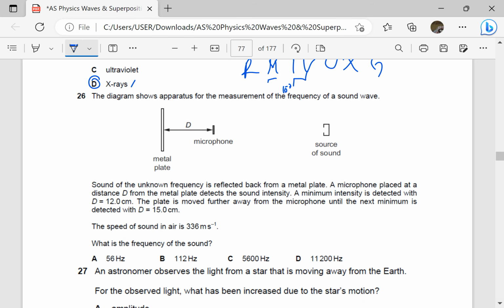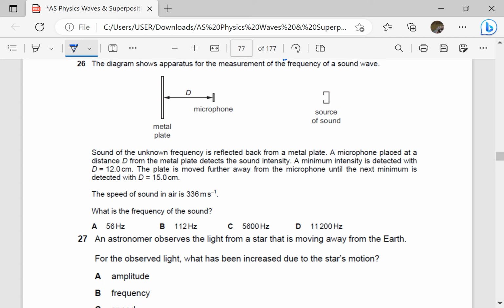The diagram shows apparatus for the measurement of the frequency of a sound wave. The sound of the unknown frequency is reflected back from a metal plate. A microphone placed at a distance d from the metal plate detects the sound intensity. A minimum intensity is detected with d equal to 12 centimeters. The plate is moved further away from the microphone until the next minimum is at d equals 15.